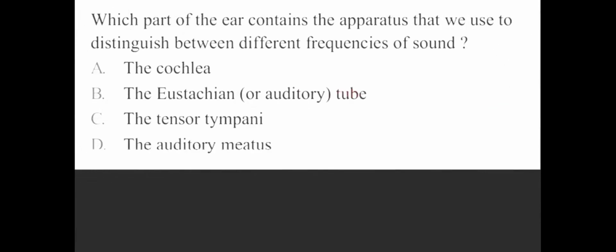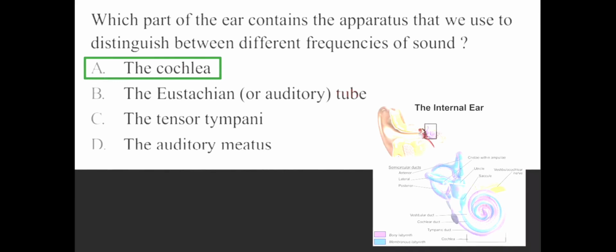Which part of the ear contains the apparatus that we use to distinguish between different frequencies of sound? A. The cochlea. B. The eustachian tube. C. The tensor tympani. D. The auditory meatus. And the correct answer is A. The cochlea. The cochlea analyzes sound frequencies by means of the basilar membrane, which exhibits different degrees of stiffness or resonance along its length.